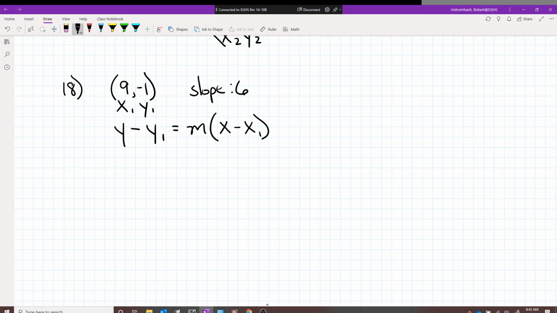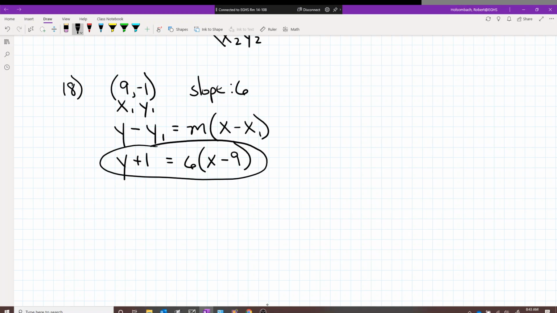You're going to take the letter y. Now, it's minus your y sub 1, and your y sub 1 is already a -1, so it becomes y plus 1 equals your slope, which is 6, times x minus your x sub 1. So this would be minus 9. There's your equation in point slope form.